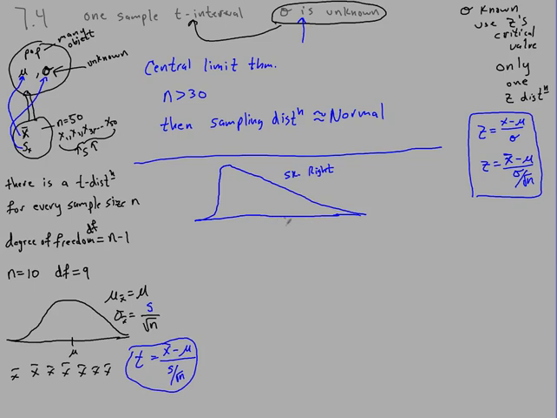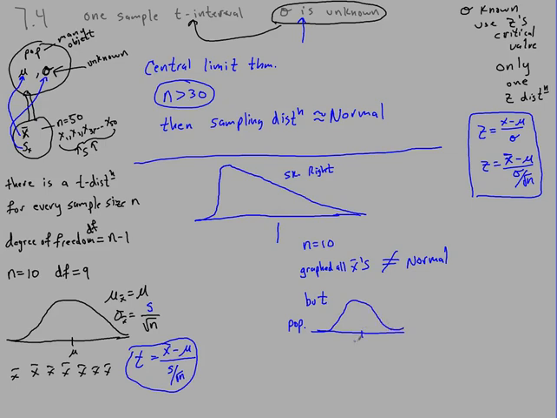So what happens here is, let's say my n was equal to 10. If n is equal to 10 and I graphed all x bars, then it's not guaranteed to be normal, because the central limit theorem says what? It has to be 30.